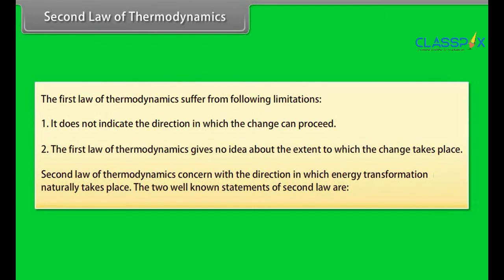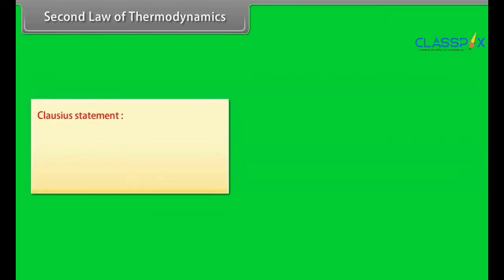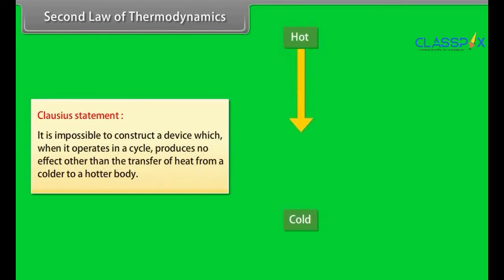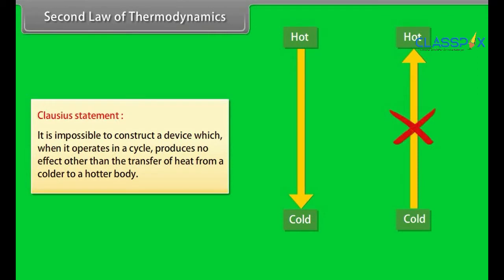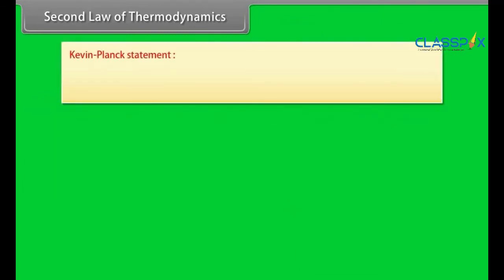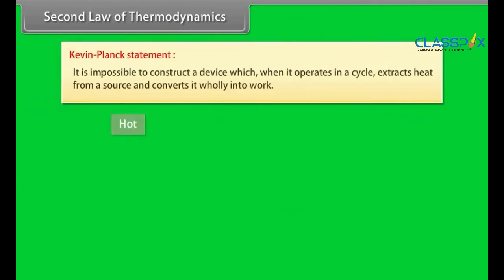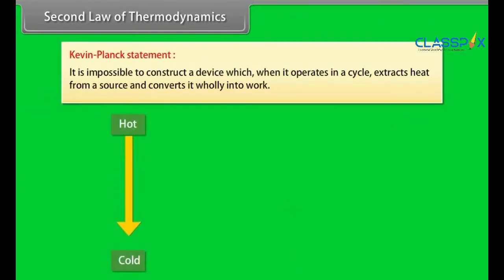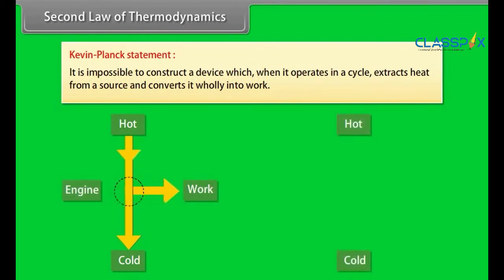The two well-known statements of the second law are: Clausius statement. It is impossible to construct a device which, when it operates in a cycle, produces no effect other than the transfer of heat from a colder to a hotter body. Kelvin-Planck statement. It is impossible to construct a device which, when it operates in a cycle, extracts heat from a source and converts it wholly into work.